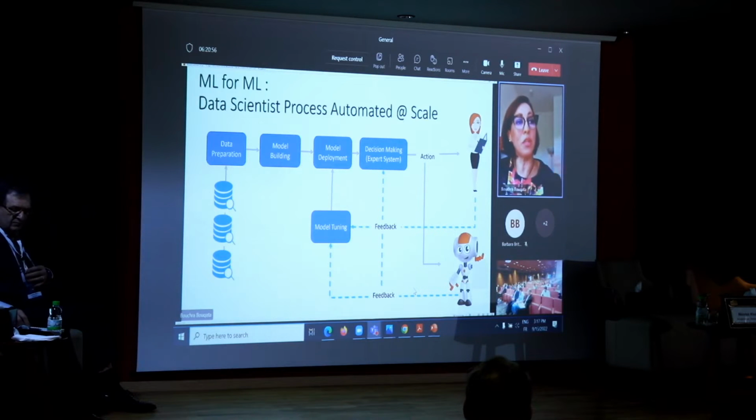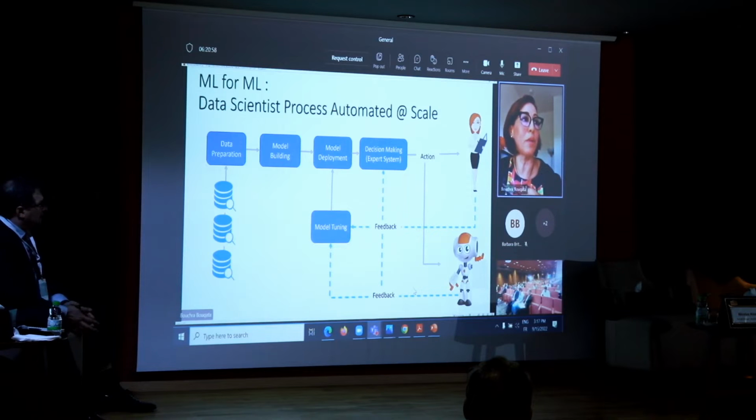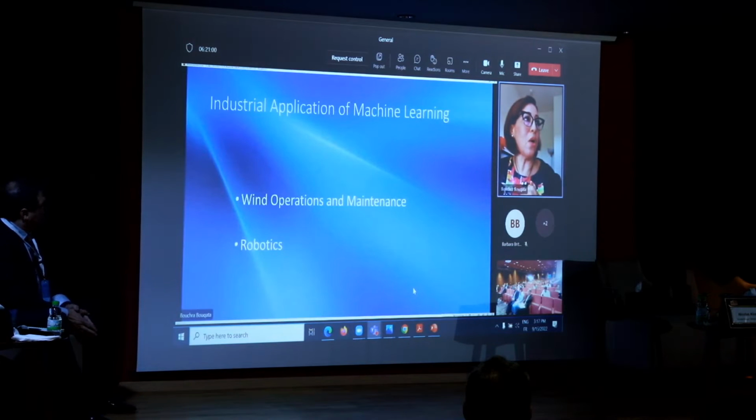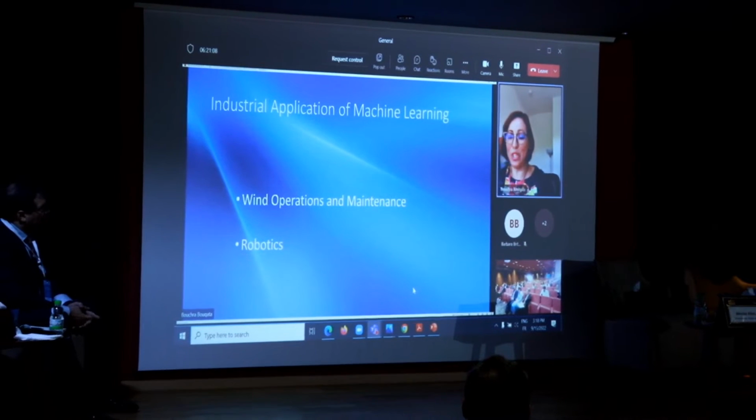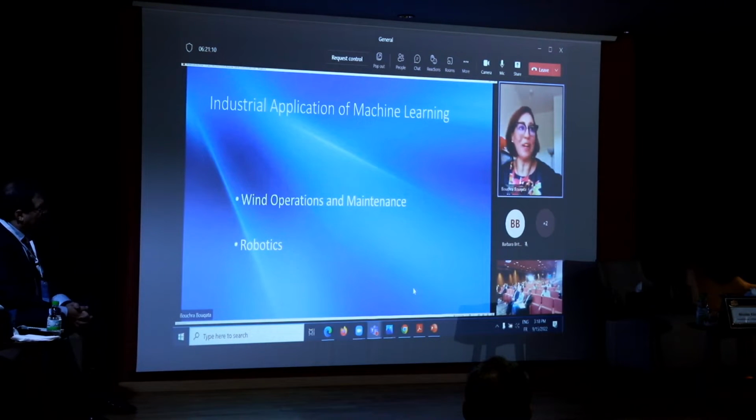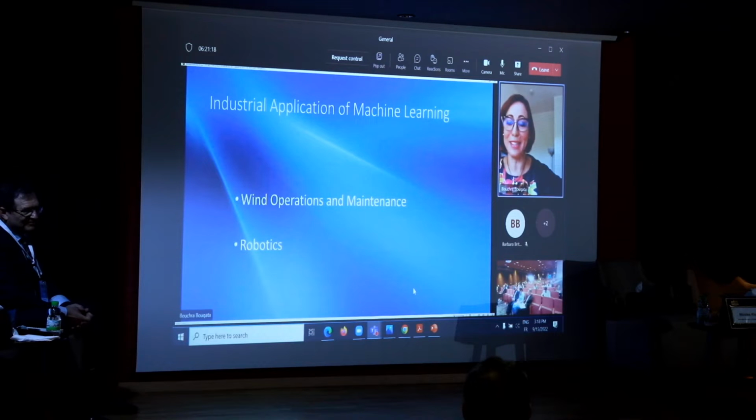Things keep evolving, and you need to update your model. Okay, so with that, I picked two applications, one which is in wind operations and maintenance. And Morocco, I know it's pushing a lot for renewable energy, and there are lots of wind turbines. I'm always happy to see that, especially in the north. I'm from Tetuan, so on the Reef Mountains, I see them every time, which is great. And then I'll talk about robotics.